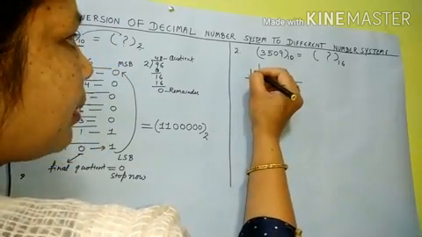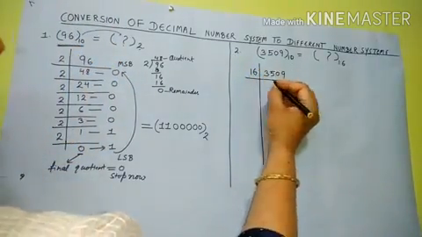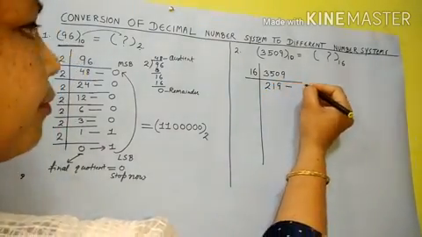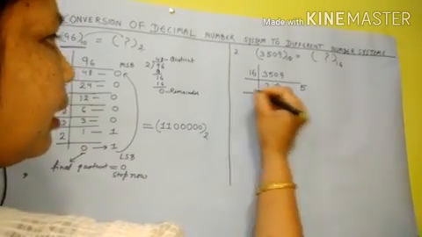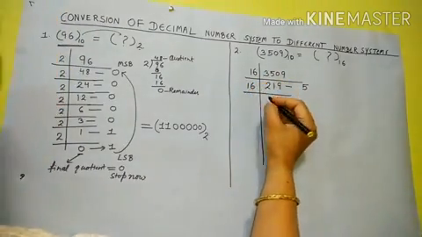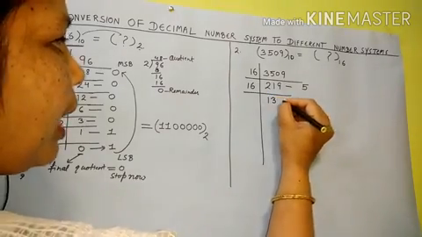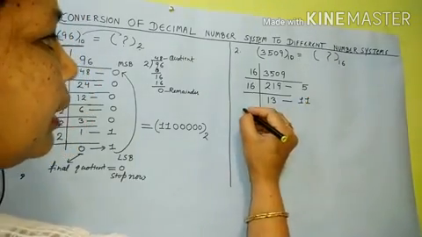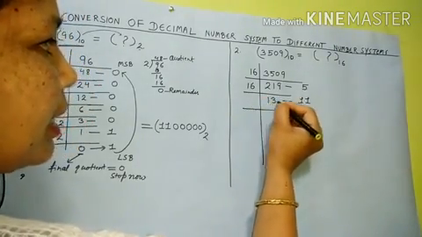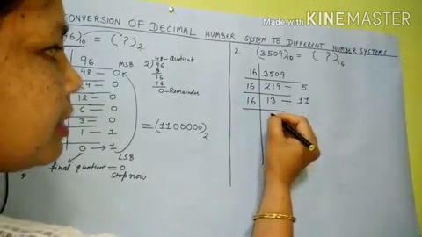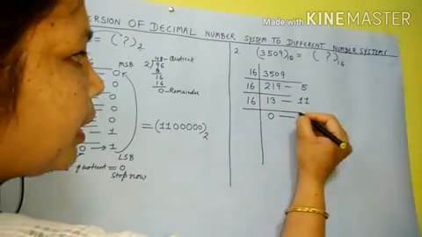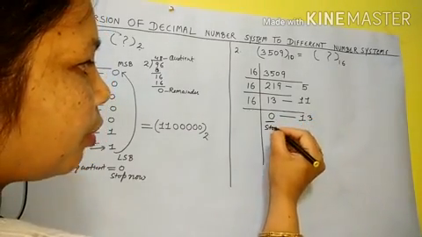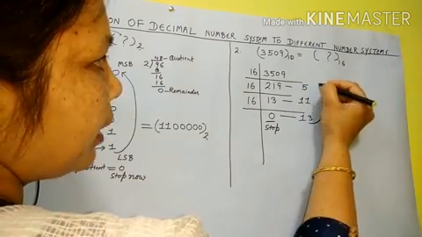3509 divided by 16. If you divide it, you will get here 219 and remainder will be 5. Then again divided by 16, quotient will come 13 and remainder will be 11. And then since this quotient is lesser than the divisor, we'll put here 0 and the same number will go as the remainder. So we have got the quotient as 0, stop here. And we'll write the number as this.